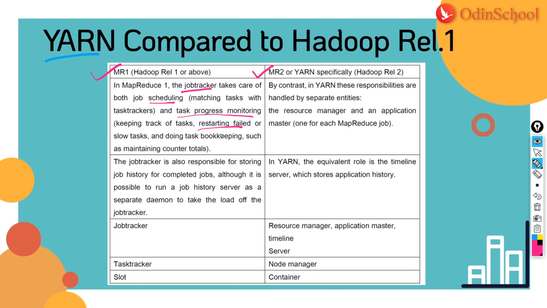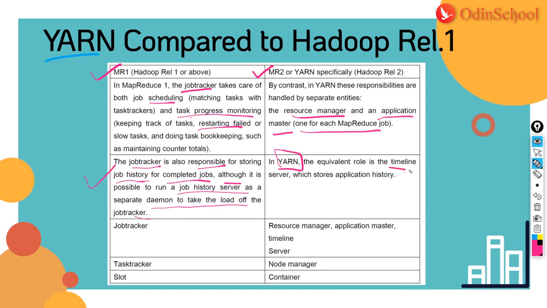By contrast, in YARN these responsibilities are handled by separate entities altogether. The resource manager does some specific things, and the application master, which is one for each MapReduce job, does different tasks. So the job tracker's responsibilities are divided among multiple entities. The job tracker is also responsible for storing the job history for completed jobs in Hadoop release 1. Although it is possible to run a job history server as a separate daemon to take the load off the job tracker, in YARN they have clearly separated all these things.